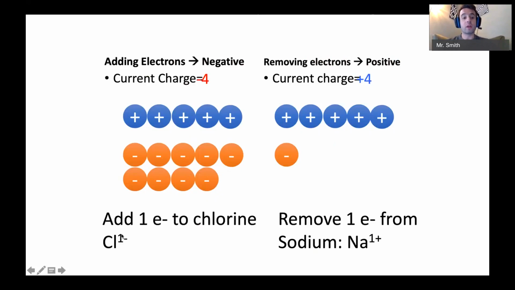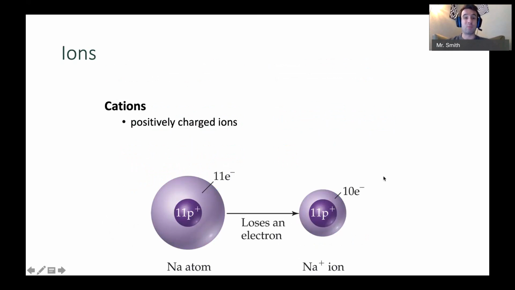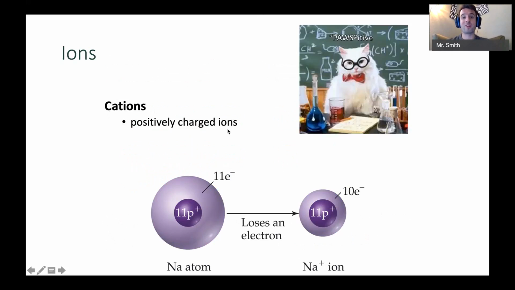Here are two example atoms: chlorine adds an electron, so it becomes negative, and sodium is going to remove an electron, so it's going to become positive. We have different names for those. Here is what we call cations. Cations are positively charged ions. I like to think of them as positive, like a cat has got paws.